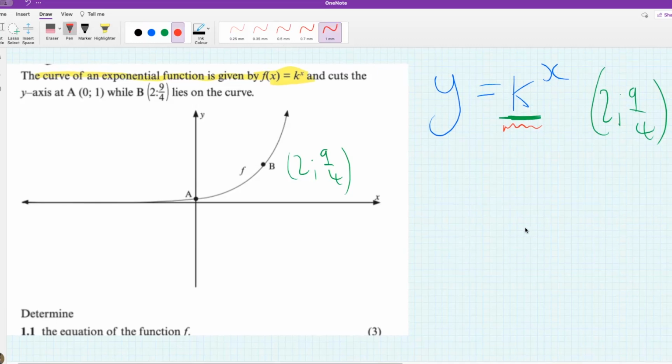Yeah, I've got to sub it in. So where would I do that? I would say 9 over 4 equals k squared. All right, now, what is k going to be? What, when you square it, gives you 9 over 4?